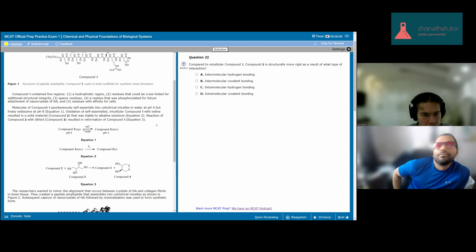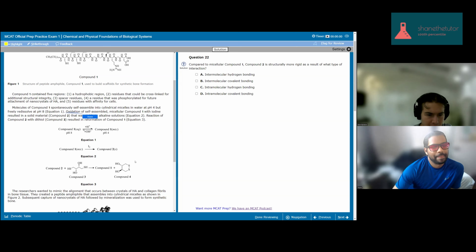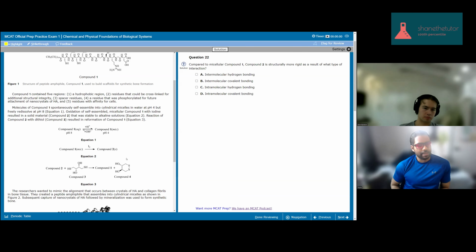Equation 2 becomes solid. They said that it's oxidation, right? Okay, so I'm thinking, all right, fine, we can leave it like that. And then the last thing, equation 3, seems like we're adding compound 2, we're adding a dithiol, and it reformed compound 1 and gave this compound 4 thing.